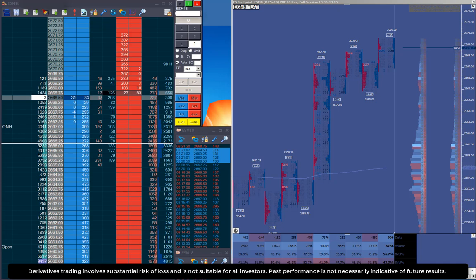So the key thing is to frame the market behavior that you're seeing into a context based on understanding of what the current market participants are trying to do.